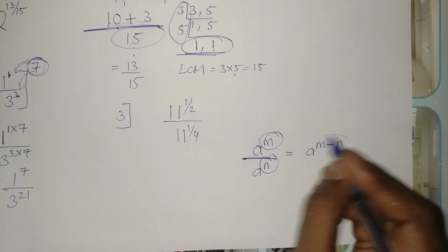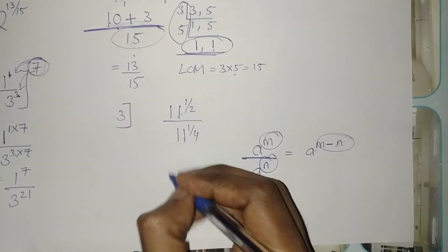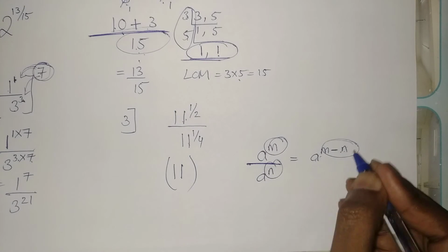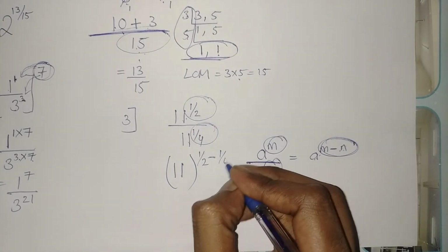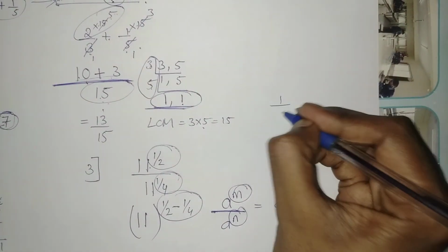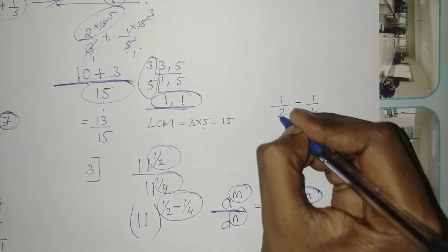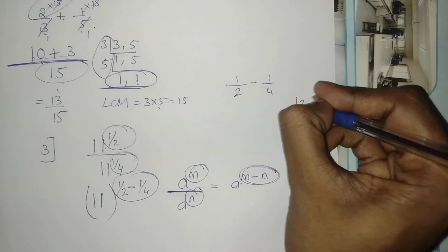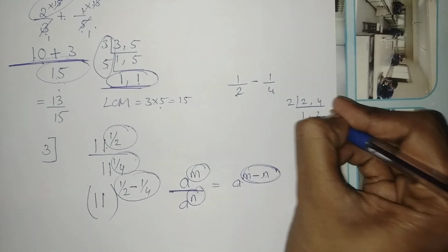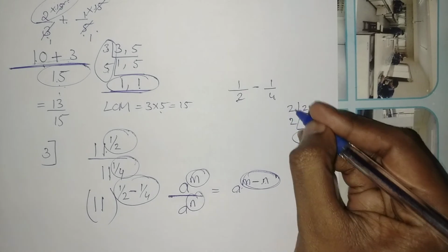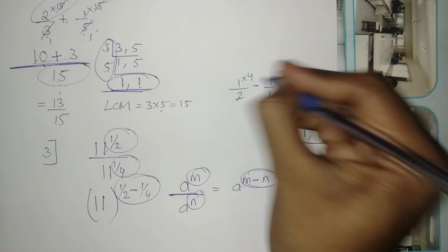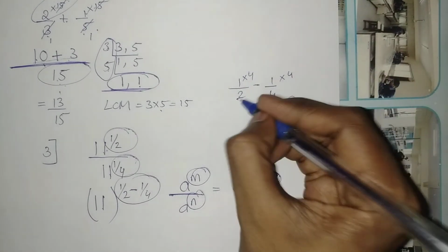So A power m minus n. A is level, right? Same base is level. You just subtract the exponent. 1 by 2 minus 1 by 4. So subtract the exponent separately somewhere. 1 by 2 minus 1 by 4. Look at the denominator. Denominators are not same. So find the LCM of 2 and 4. 2 1s are 2. 2 2s are 4. So LCM is 4. So multiply 4 here.